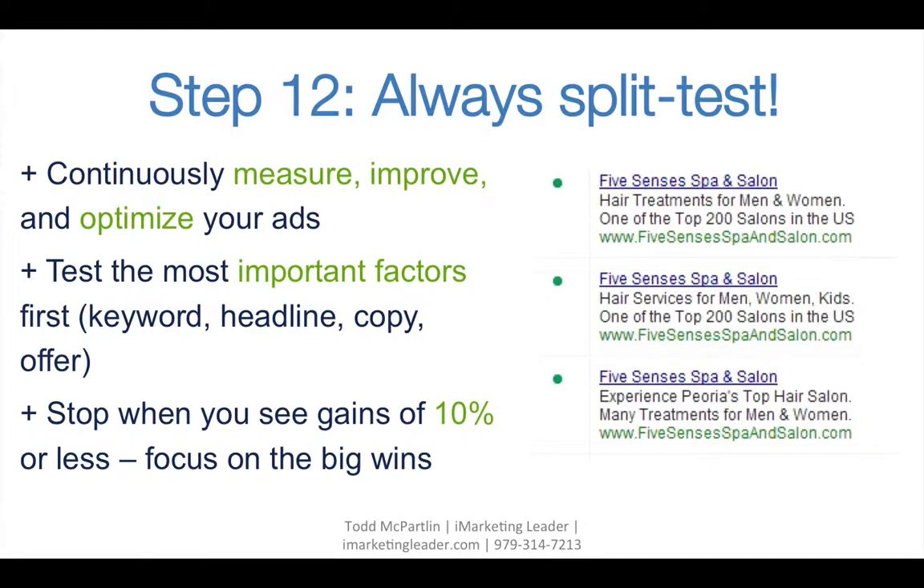So you want to stop when you see gains of 10% or less, and then focus on the big wins. So when you're doing split testing, you're not spending a ton of money on all the different ads. You're putting a little bit of budget in each one of them, figuring out what ads actually work, testing it and tracking it. And when you find a winner, you want to start putting more money towards that one, and then bring on another ad to try to compete and beat that one out.